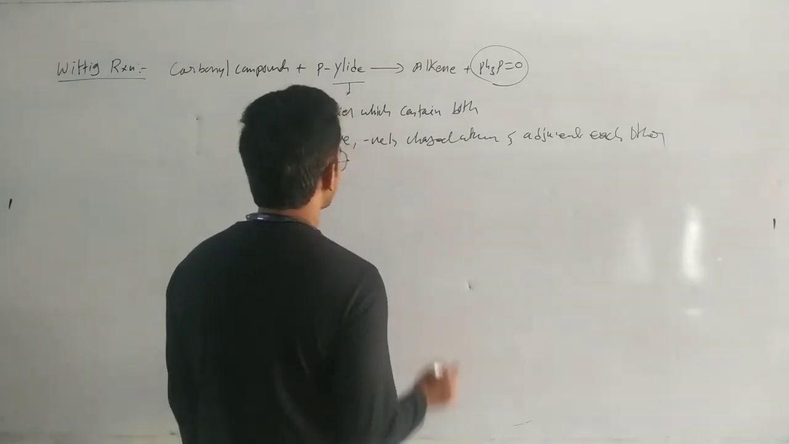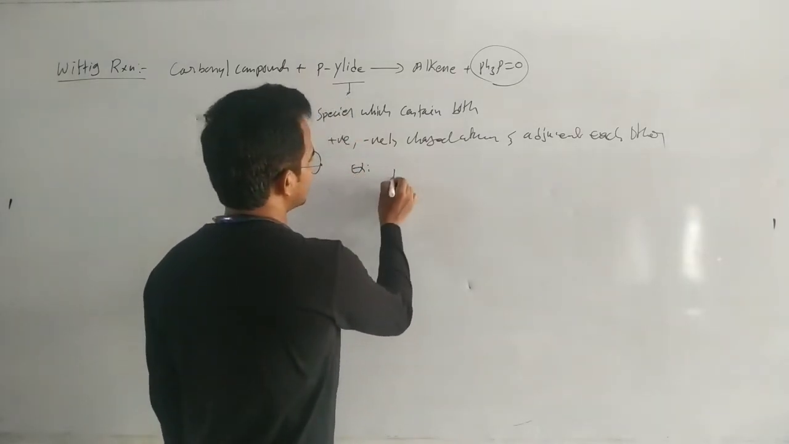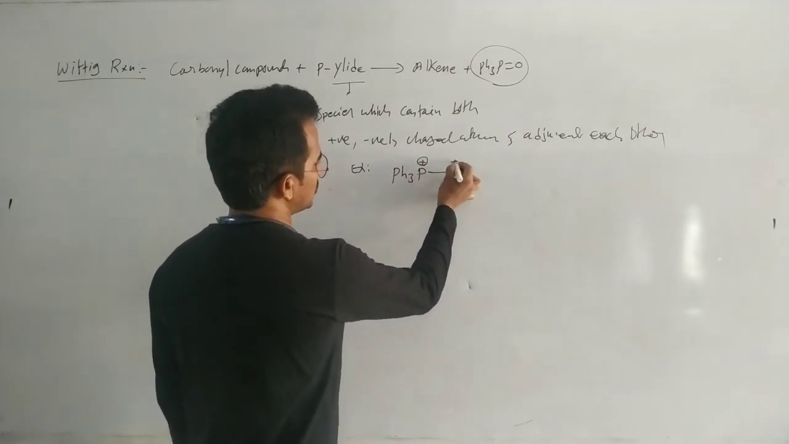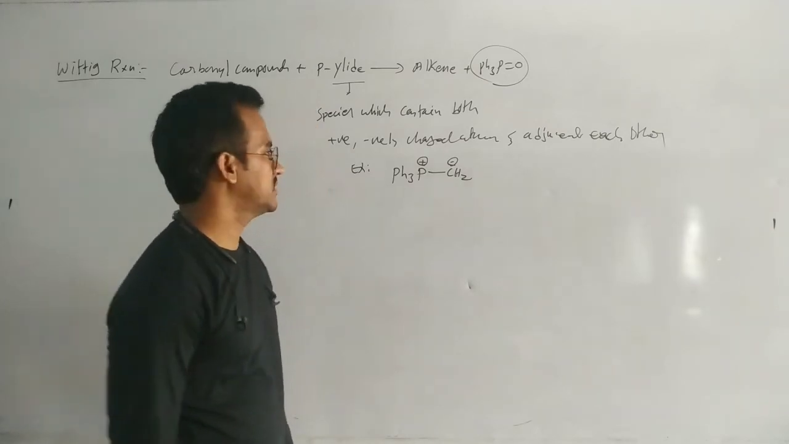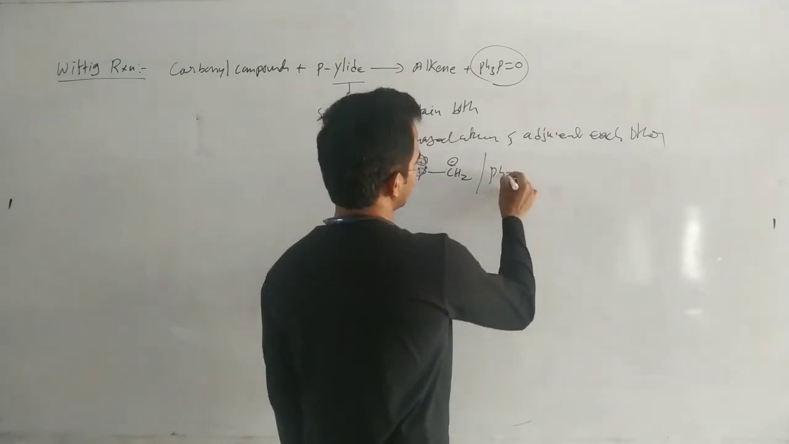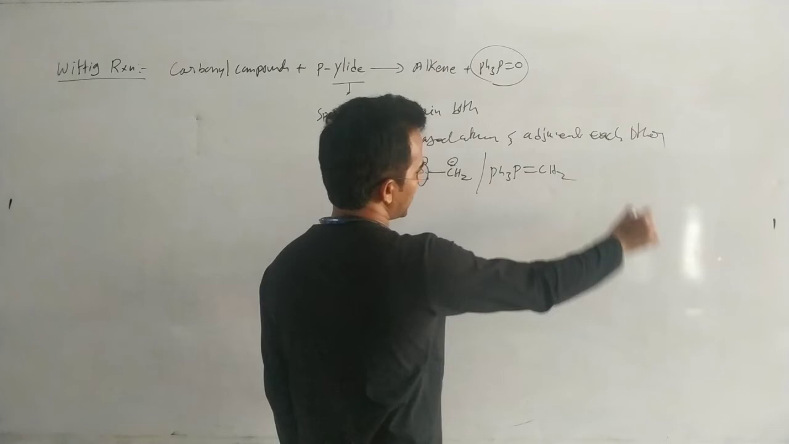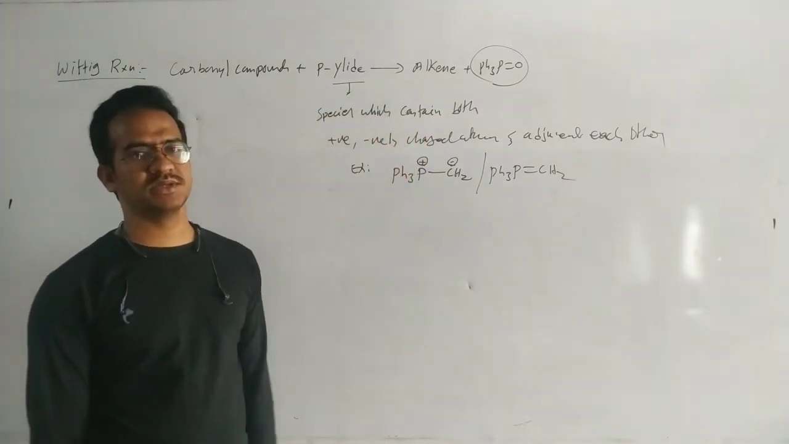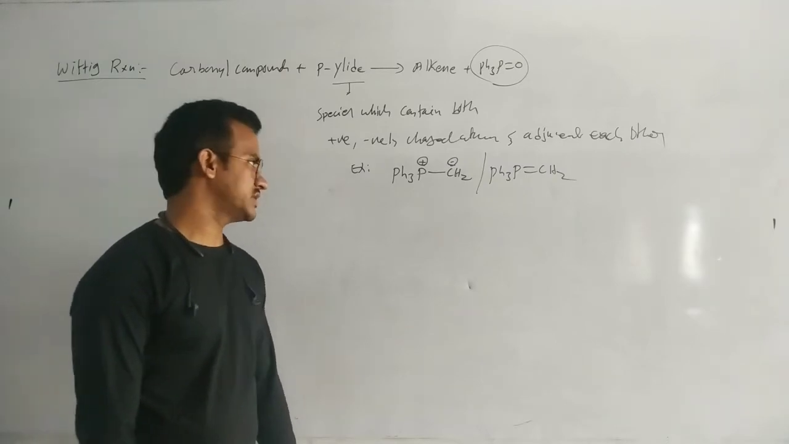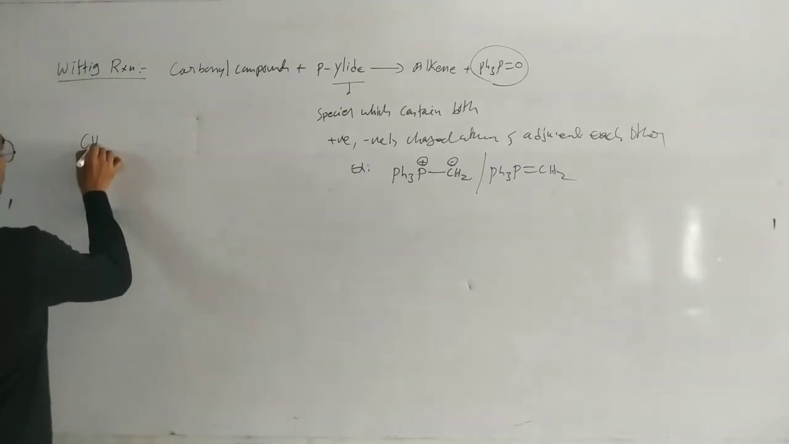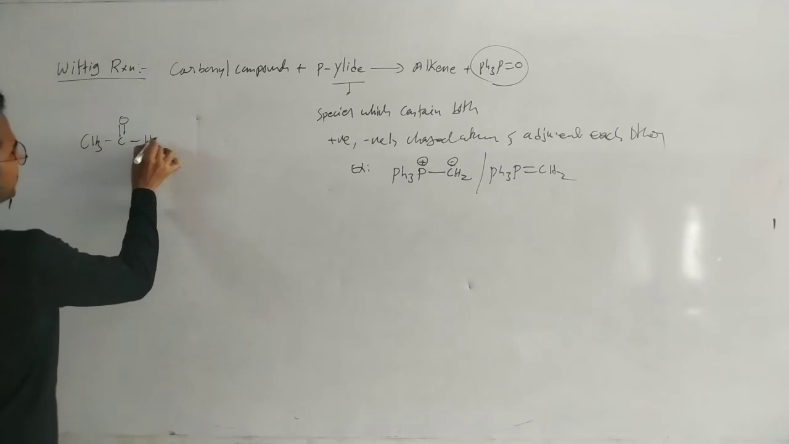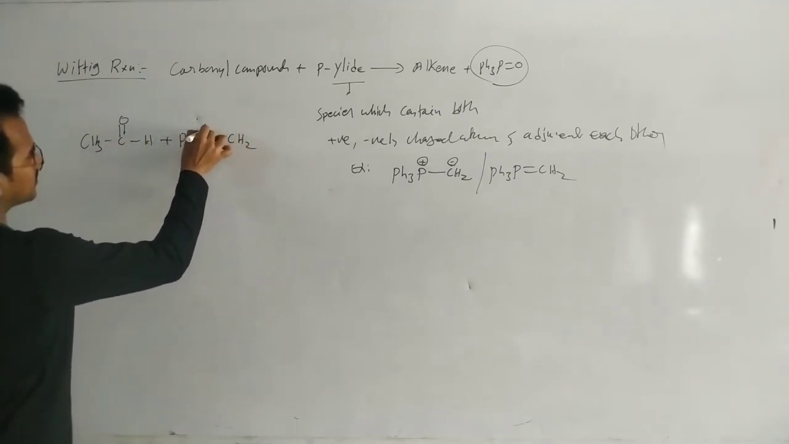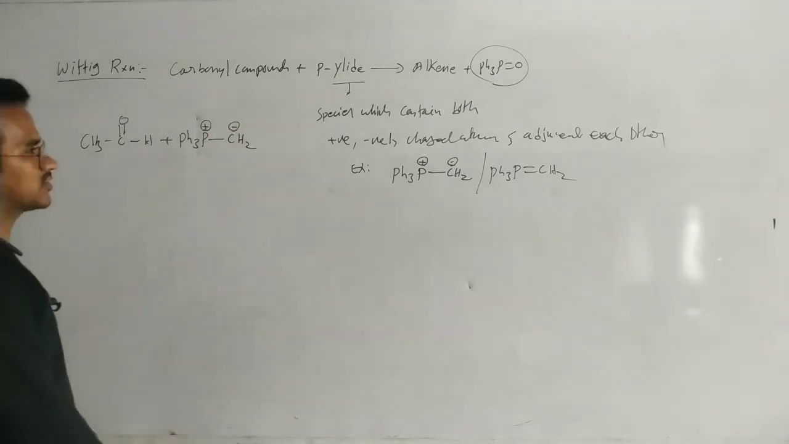That means, for example, this is the phosphorus halide, PH3, P plus CH2 minus. Okay, so this one can be written like this: PH3P double bond CH2. It is a phosphorus ylide. So see this one. The carbonyl compound, suppose I am taking acetaldehyde and treating with this phosphorus ylide, plus and minus.